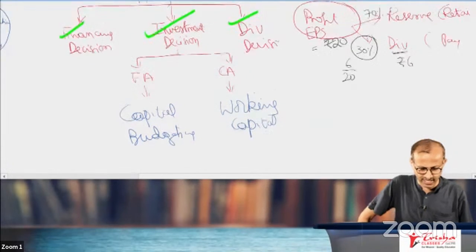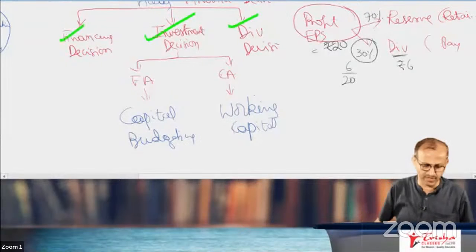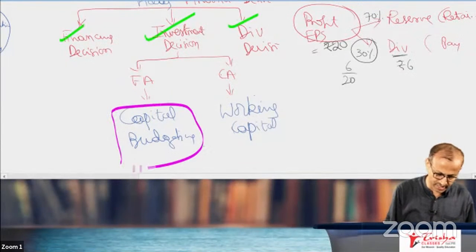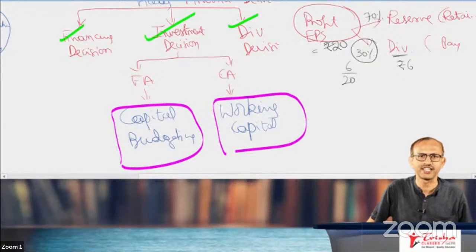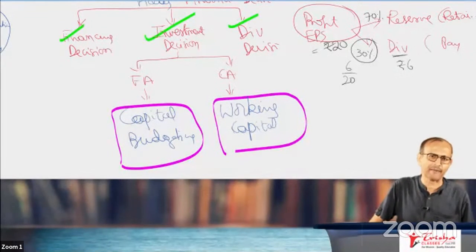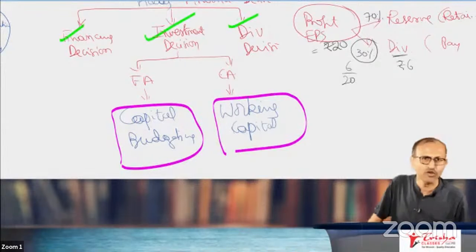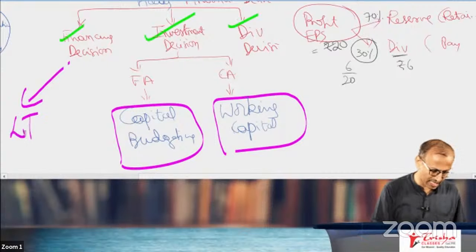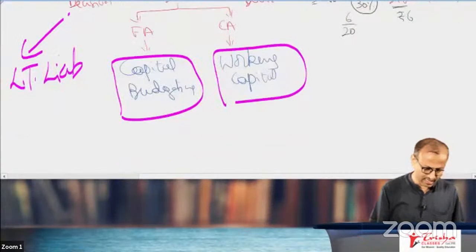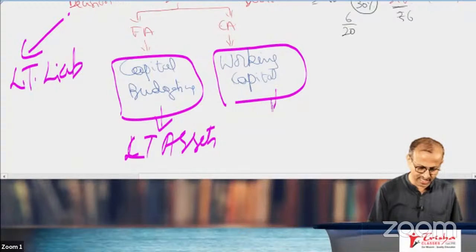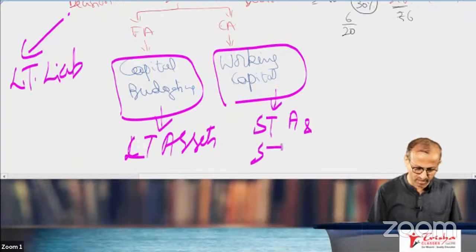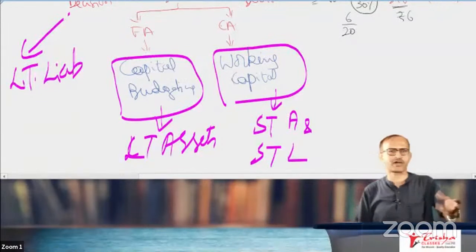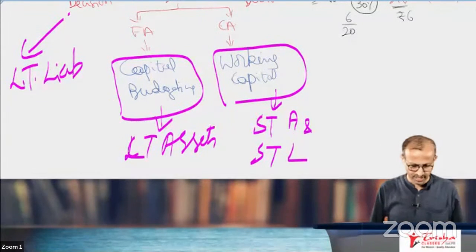It leads to investment. This is also called long-term investment. First one is called long-term investment. Second one is called short-term investment. The second one is all about current assets and current liabilities, whereas capital budgeting is all about fixed assets. So look here, this part is long-term liability, this is long-term assets, whereas this is short-term assets and short-term liability. Because when I say working capital, you have to pay all your short-term obligations and then keep the rest. This is called working capital.